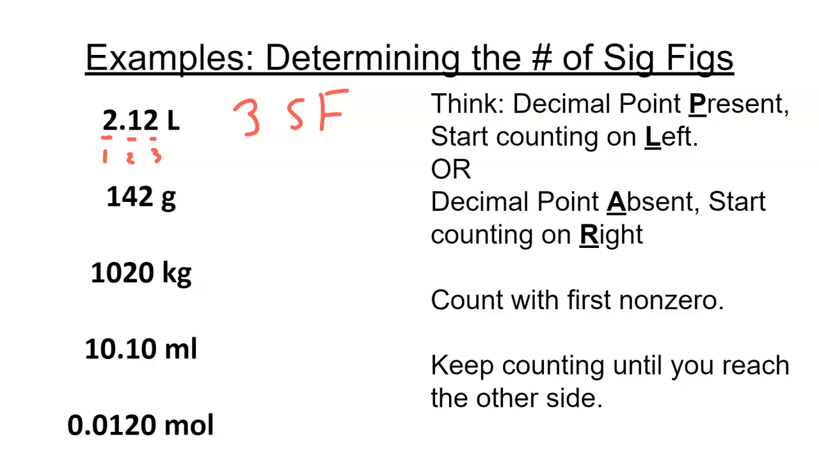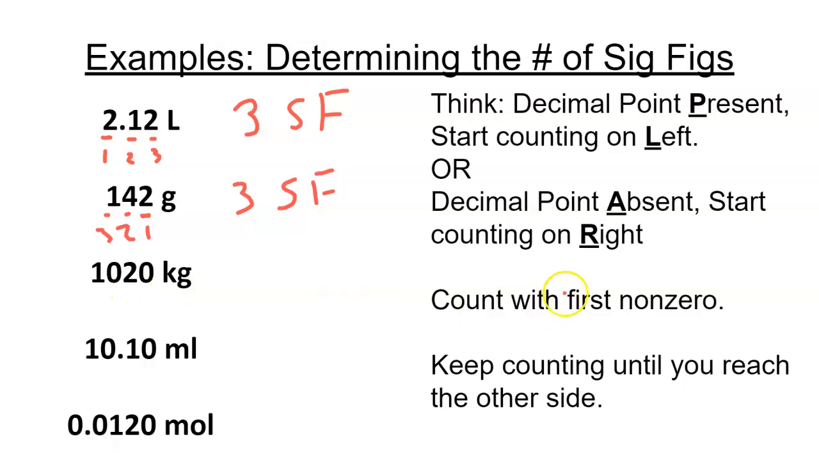142 grams. This time, the decimal point is absent. We start counting on the right. And you're going to say, well, Mr. Muggleberg, even if you start counting on the left here, you would still get 3 sig figs. Yes, I would. Remember, these rules are helping us. Why even count sig figs? We're counting sig figs so that we can work with them in the lab. So we're in a getting ready phase here.